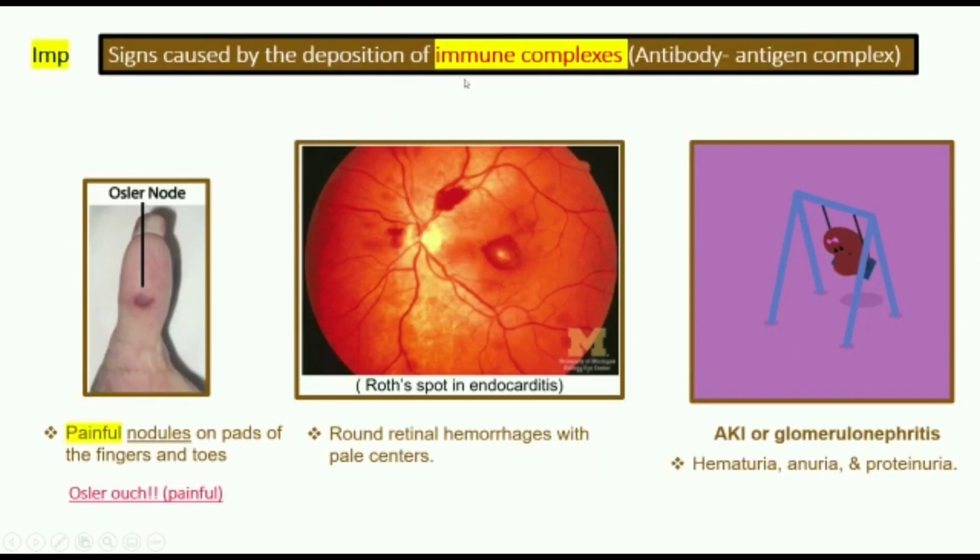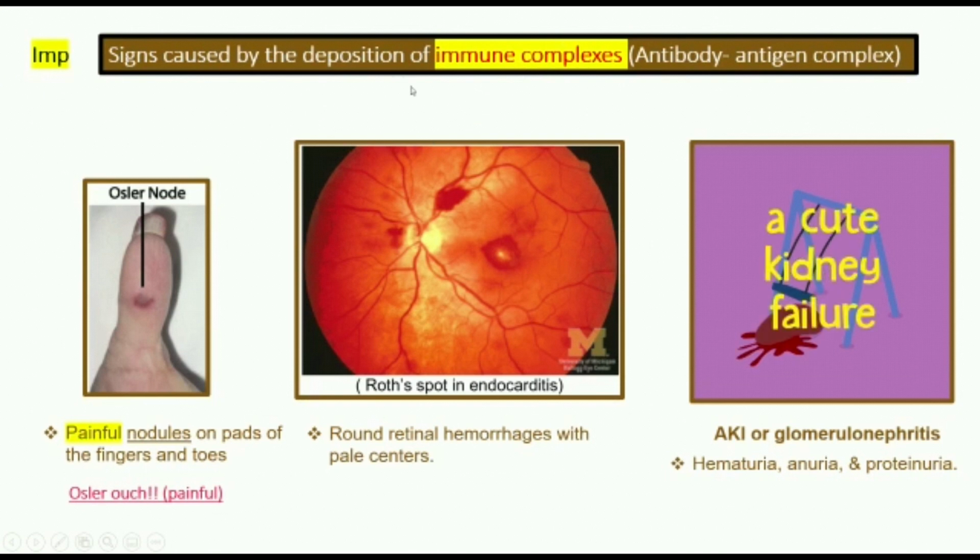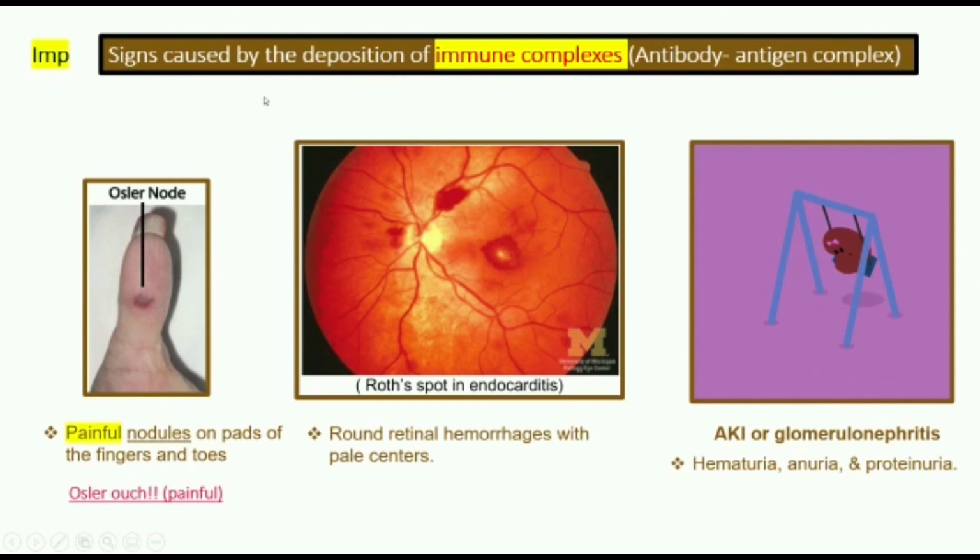And on the other hand, if the immune complex gets deposited in the pads of the fingers and toes, it will cause something called Osler nodes. From node, it will cause nodules, and painful nodules. So Osler node, N for nodules, and O for ouch, which is painful.